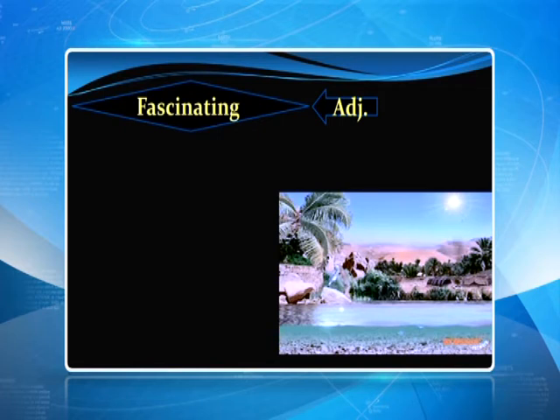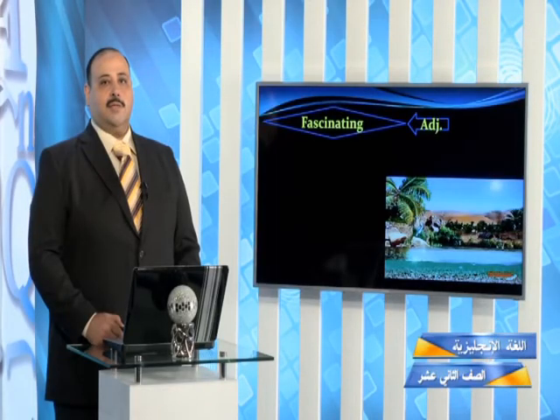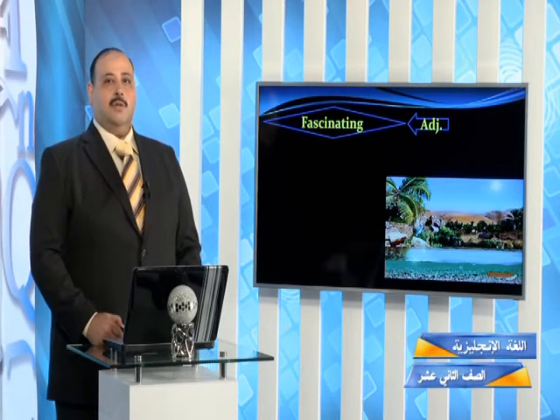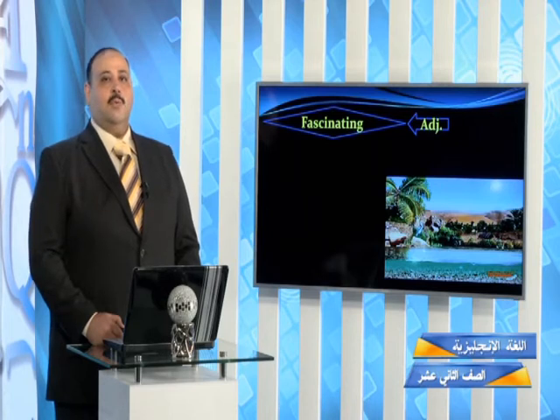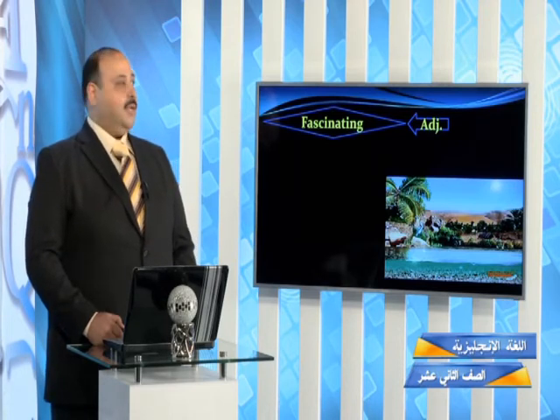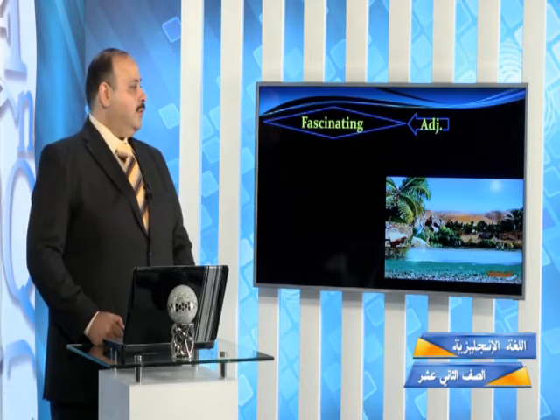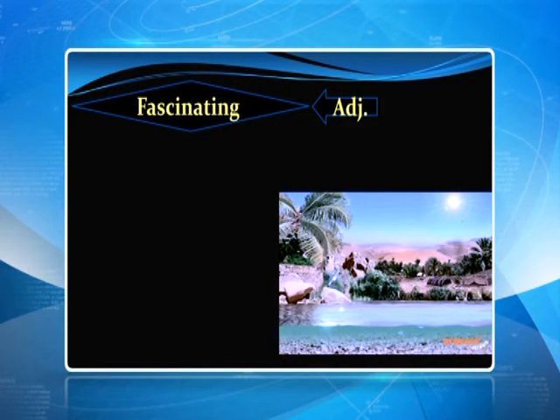Fascinating. It is an adjective. As I told you, an adjective describes a noun. So when we are describing things or even people, we are using adjectives. Now look at the picture. What can you see? Yes, we can see wonderful things. We can see blue sky and the sun is shining, and then we have the sea or the green areas. So the whole view, is it bad? Of course not. Why? Because it's wonderful. It's fascinating. This is the meaning of fascinating.